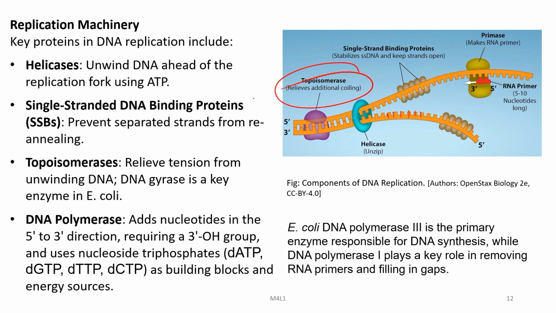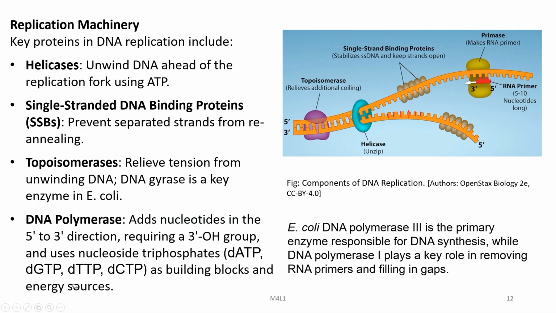Then we have certain enzymes known as topoisomerases. They relieve tension from unwinding because of supercoiling. The DNA molecule is very difficult to open, and since we are opening it up, tension is getting built up. So, to relieve that tension, the topoisomerase will be unwinding the DNA molecule. DNA gyrase is a key enzyme in E. coli in this case. Then we have other molecules like DNA polymerases, which do the polymerization work.